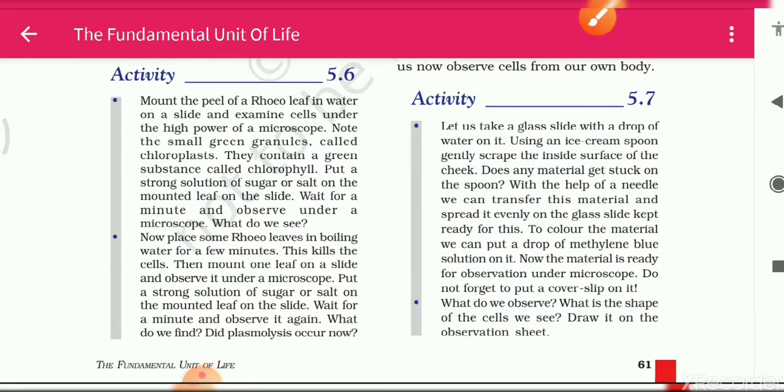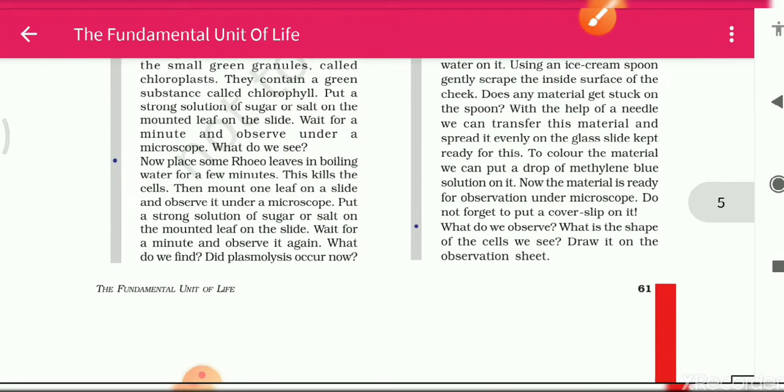Now in the second point, see here: now place some Rhoeo leaves in boiling water for a few minutes. This kills the cells. Then mount one leaf on a slide and observe it under a microscope. Put a strong solution of sugar or salt on the mounted leaf on the slide. Wait for a minute and observe it again. What do we find? Did plasmolysis occur?